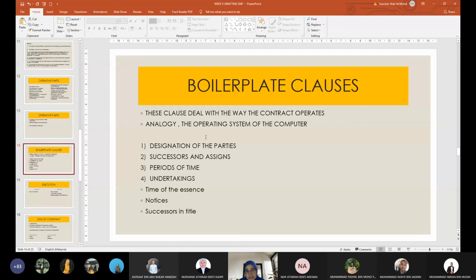Boilerplate clause ni, this clause deal with the way the contract operates. Maksudnya dalam setiap agreement, biasanya kita akan jumpa boilerplate clause ni di belakang-belakang tu, yang hujung-hujung tu. Contohnya, contoh boilerplate clause ni, successors and assigns, periods of time, undertakings, time of the essence, macam mana notice nak diberikan kepada pihak-pihak. All this dia dalam kategori of boilerplate clause.